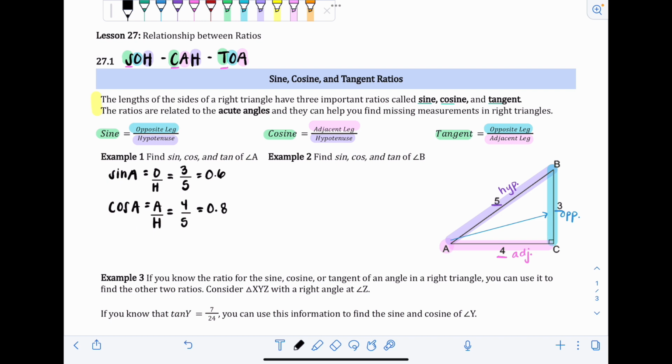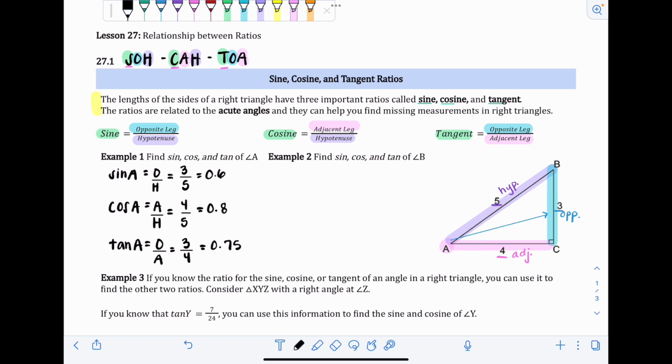And then the last trig ratio, tangent of angle A. Tangent is opposite, so O over A. Opposite of angle A, that was the 3 right here, and then over adjacent to angle A, which was the 4. So 3/4, and then if I change that to a decimal, it'd be 0.75.